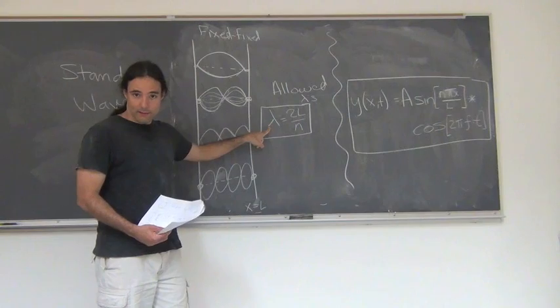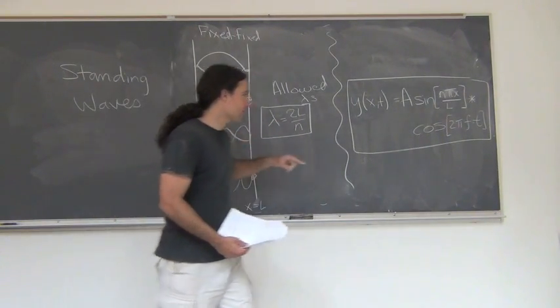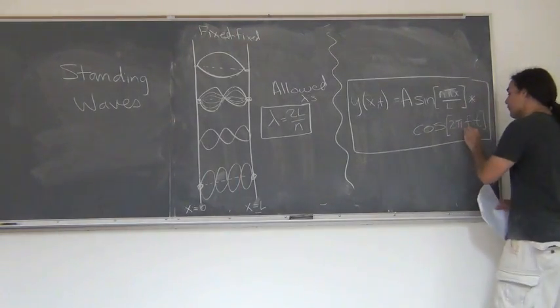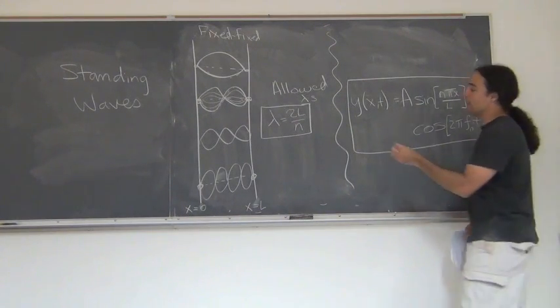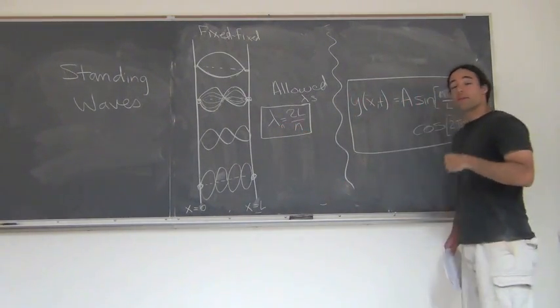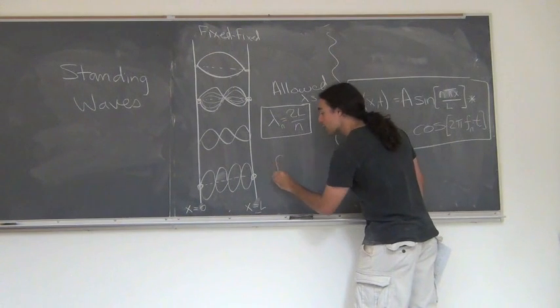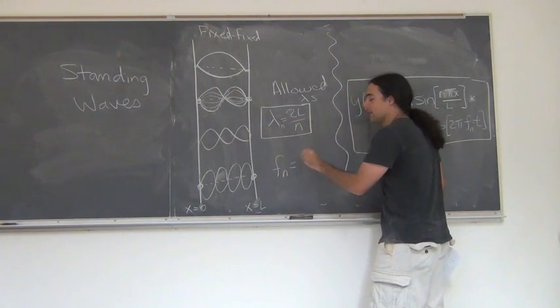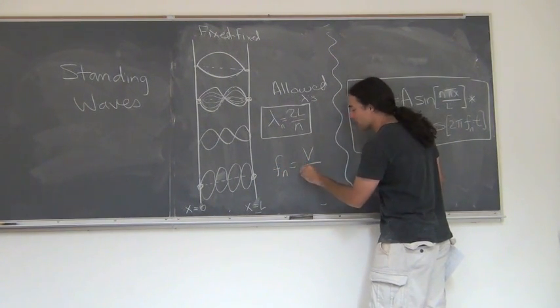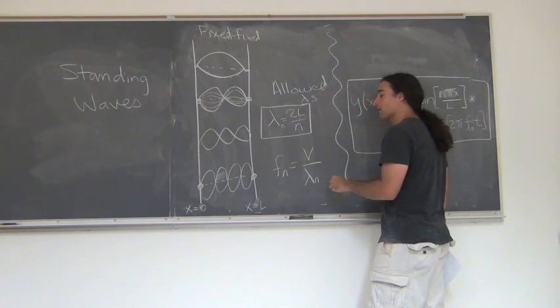Now, how do I find the frequency? Well, we know the wavelength. If I know the wavelength, I can find this frequency. The frequency is also going to depend on n. The wavelength depends on n. The frequency depends on n. The frequency is, as always, just the wave speed divided by the wavelength.